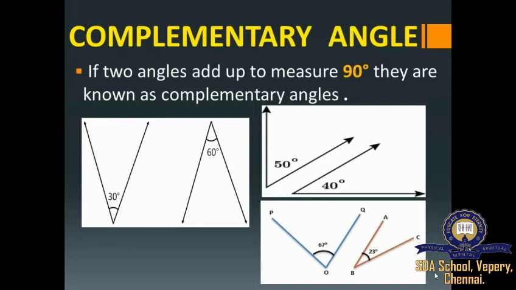So when you sum up 67 degrees and 23 degrees, the answer you get will be 90 degrees. So what are complementary angles? When two angles add up to measure 90 degrees, they are known as complementary angles.